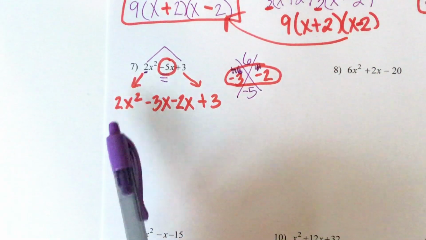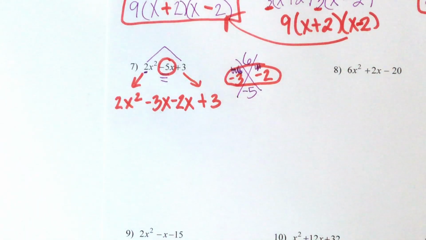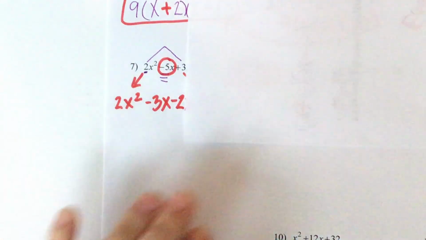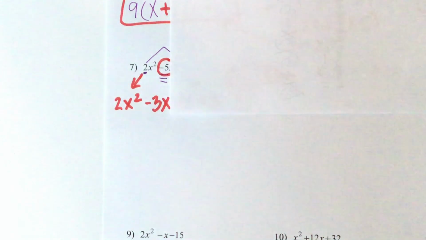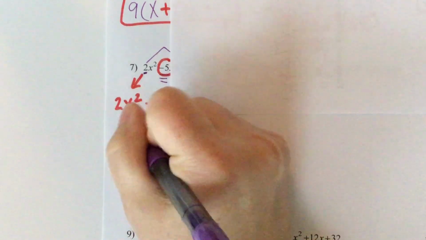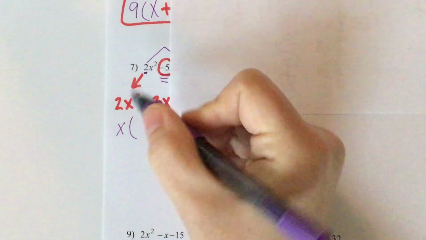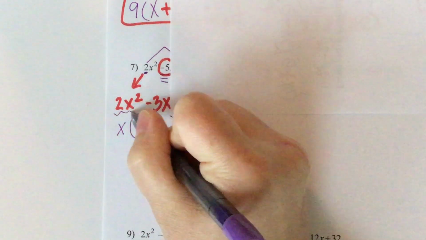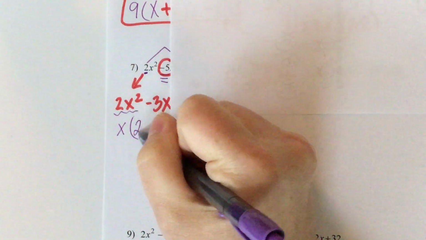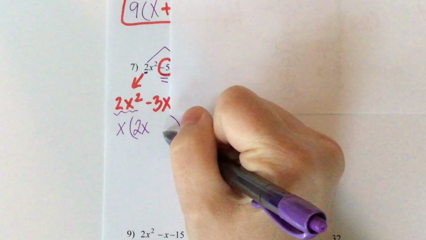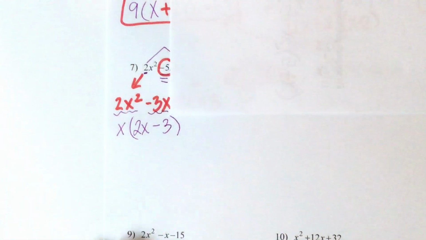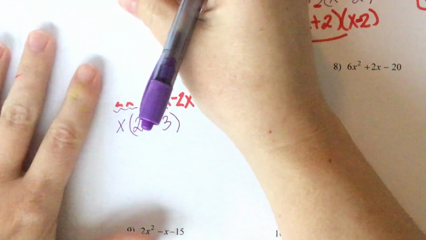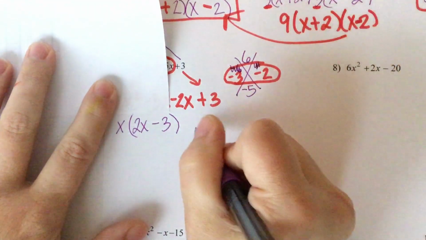Now that we have 4 terms, 1, 2, 3, 4, we factor by grouping. So we group together our front 2 terms and take their GCF out. What's the GCF to these guys? Just an x. That's all they both have. Okay, let's take it out. All right, so x times what is 2x squared? 2x. X times what is negative 3x? Negative 3.